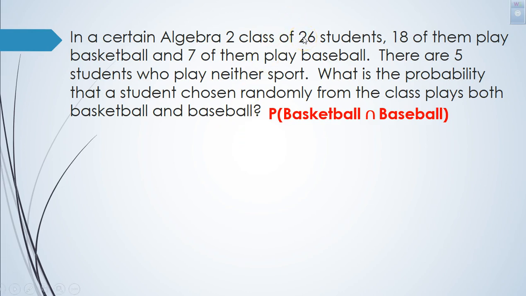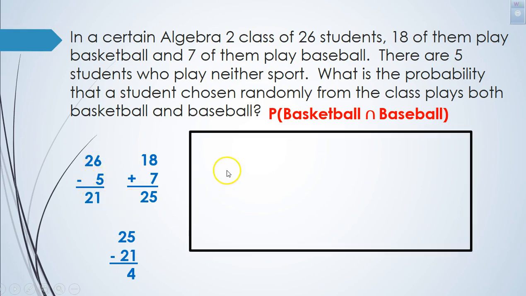So we have 26 total students, but here it says there are 5 students who don't play a sport, no sport at all. So we've got to figure out how many do play a sport. So 21 of the students, when we subtract the 5 from the 26, we get 21 of the students play a sport. Then it says 18 of those 21 play basketball and 7 of them play baseball. So let's add the 18 to the 7. That's 25. Now we can figure out how many of them play 2 sports, right? So we're going to take the 25 and we're going to subtract the 21 from it. That's our overlap right there, when we subtract the total that were on both teams from the total that actually played a sport.